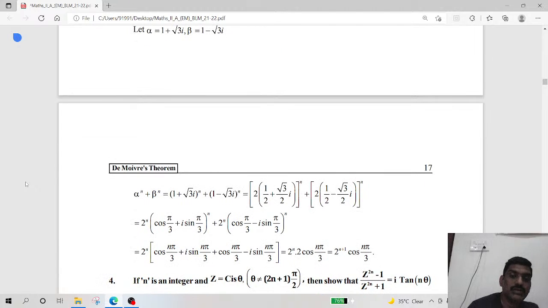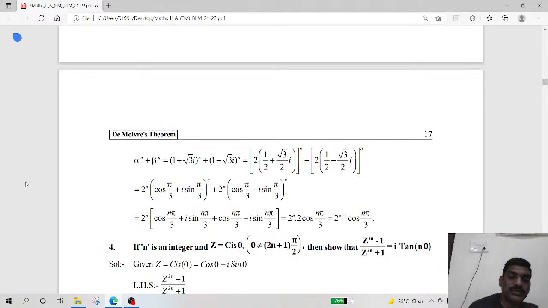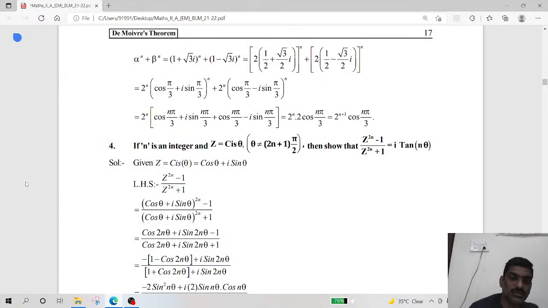So (1/2 + √3/2 i)^n + (1/2 − √3/2 i)^n equals (cos π/3 + i sin π/3)^n + (cos π/3 − i sin π/3)^n. We can get 2 cos nπ/3. Yes or no? Right. Next, question number 4.